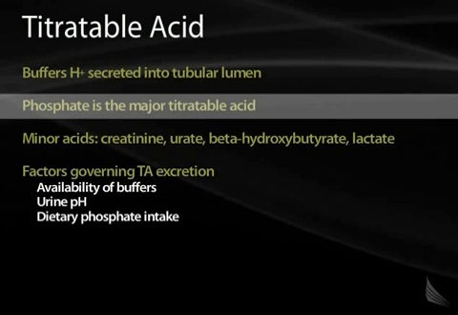Titratable acid excretion is largely unregulated. It's simply dependent on the availability and the urine pH. Dietary phosphate intake can have an effect at extreme levels on the amount of titratable acid available for net acid excretion. In the setting of extremely low intake of dietary phosphate, less titratable acid may be available for net acid excretion. Alternatively, with very high phosphate intake, we may be able to increase net acid excretion in the form of titratable acid.